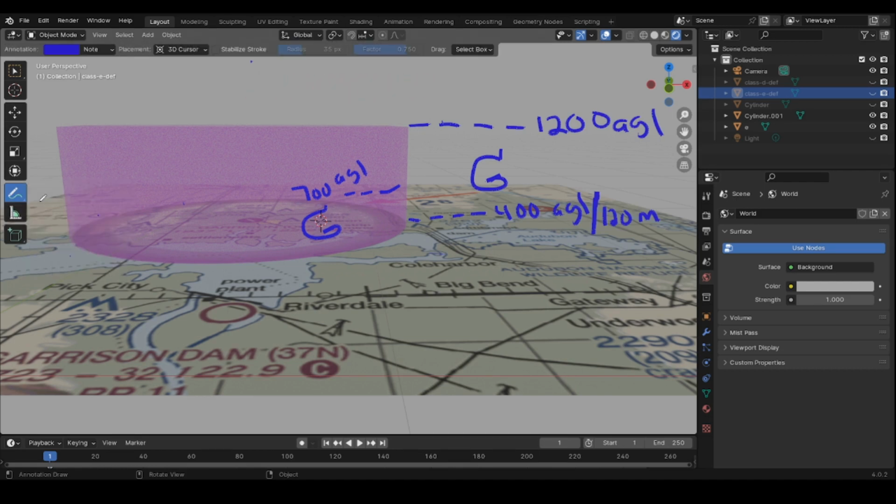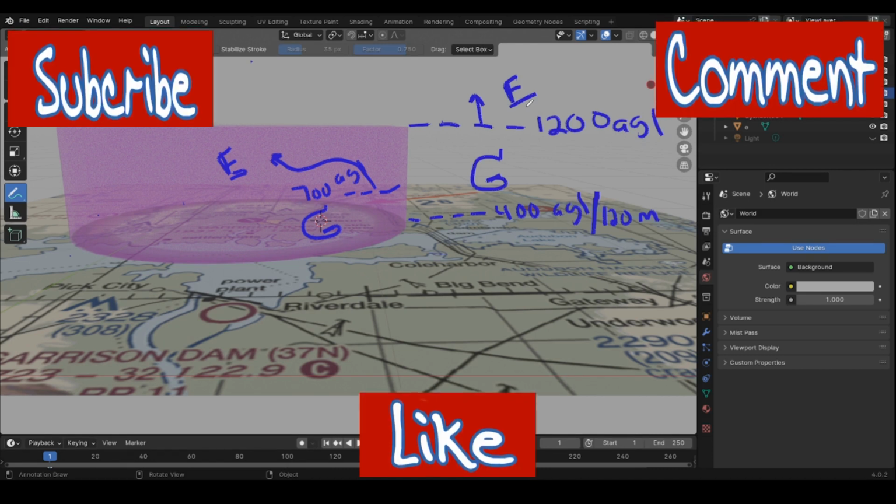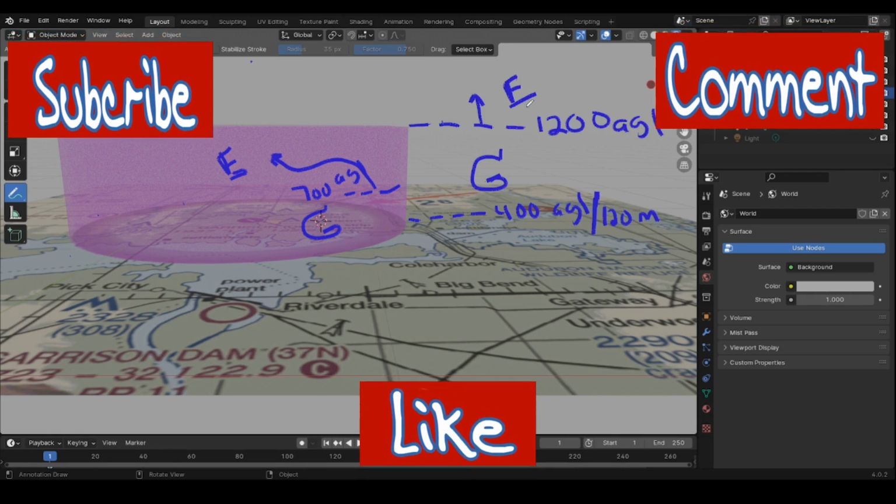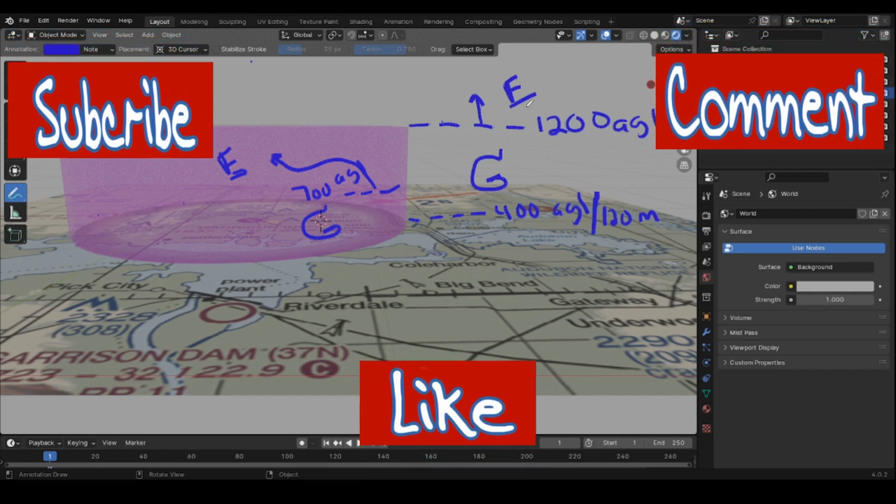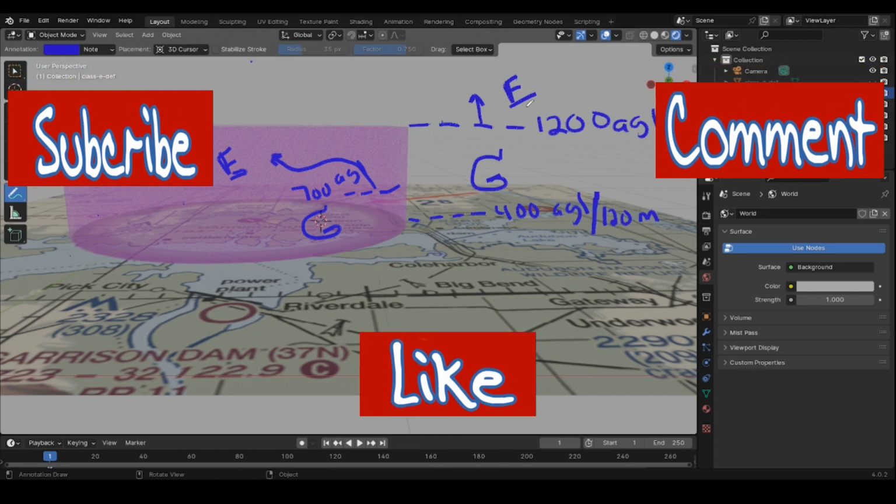And above that 700 is Class E. Above the 700, I'm in my Class E airspace. Above my 1,200, then I'm in Class E. And Class E and G, from my research, that's the most area when it comes to airspace. Class E works hand in hand with Class G.